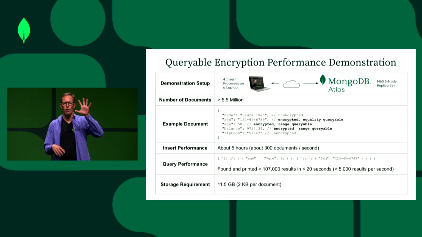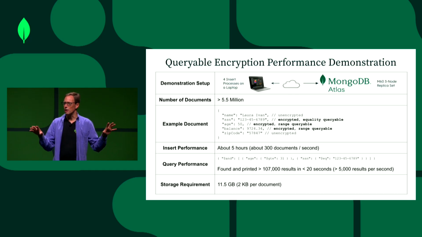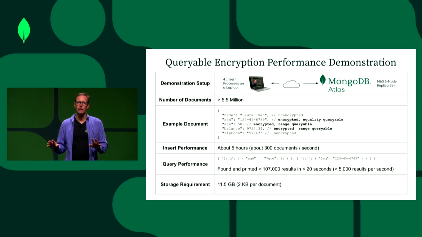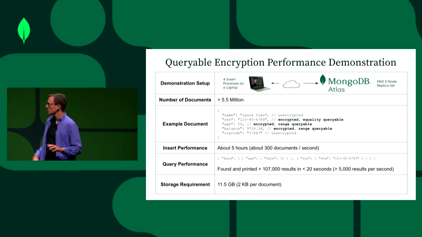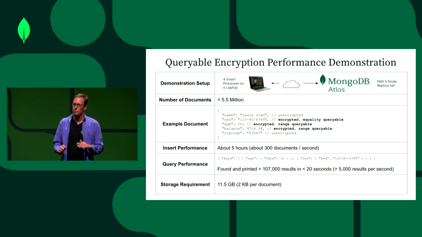All the queries themselves are encrypted, and we create on the database side encrypted indices. The encrypted indices, you pay a storage overhead for them, but you know what? It's like 2 kilobytes per document in this use case. So with 5.5 million records, 12 gigabytes, not a big deal.